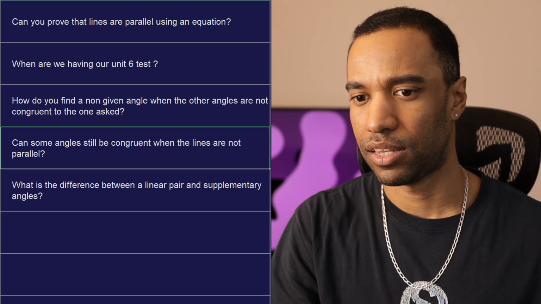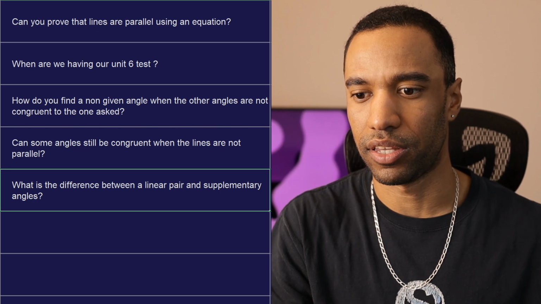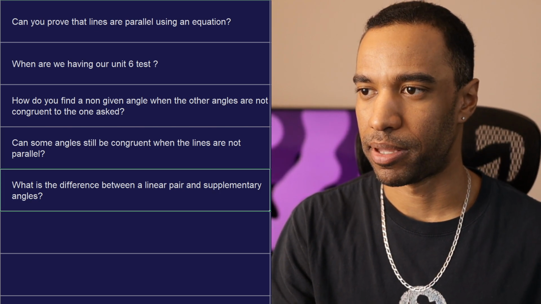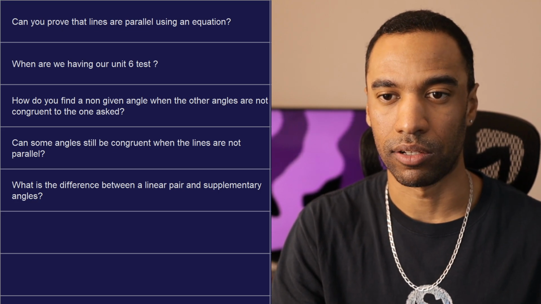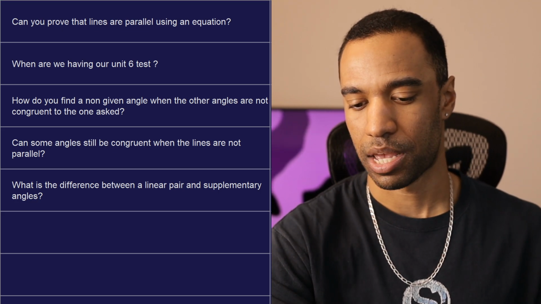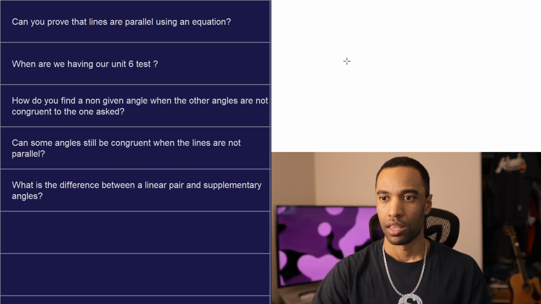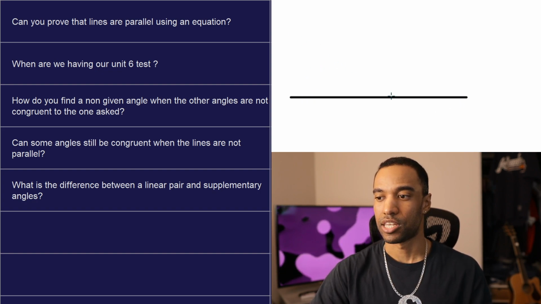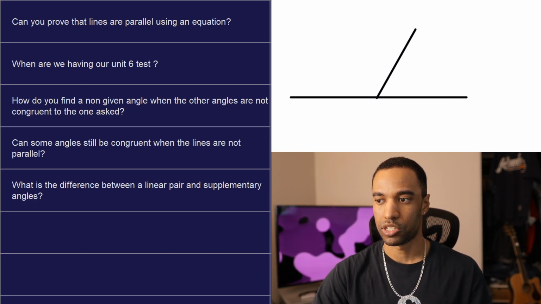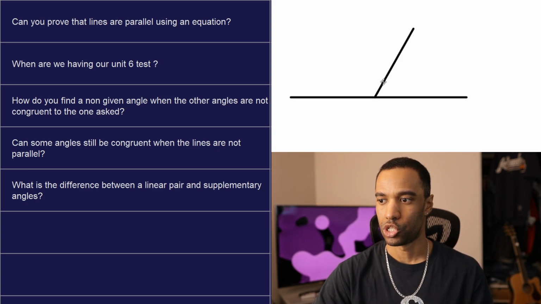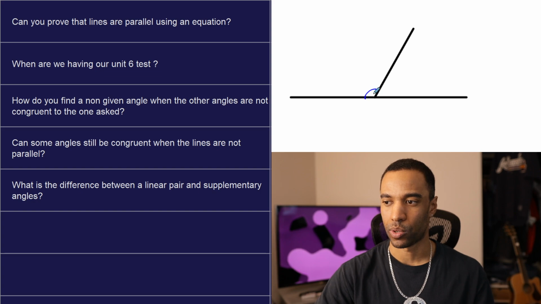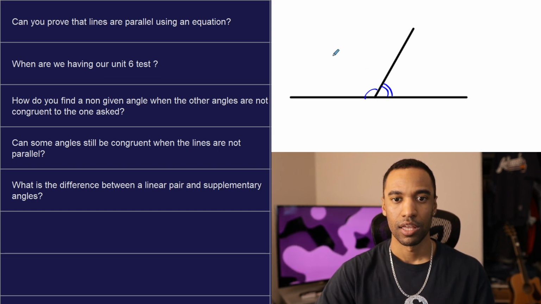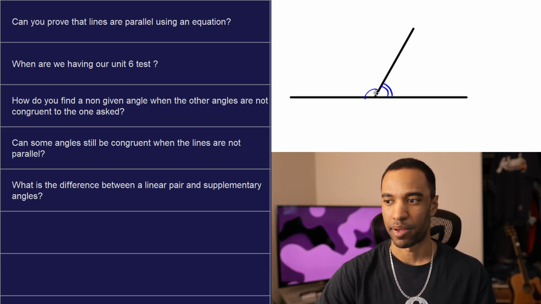Okay, and the last question asks, what is the difference between a linear pair and supplementary angles? Well, a linear pair is a specific kind of supplementary angles. A linear pair is a supplementary angle pair, and it's an adjacent supplementary angle pair. So this is a linear pair right here, these 2 angles, because they're right next to each other, they're adjacent, and they form a straight angle. Yes, they add to 180. That's just part of the definition of linear pair. They are a specific type of supplementary angle pair.